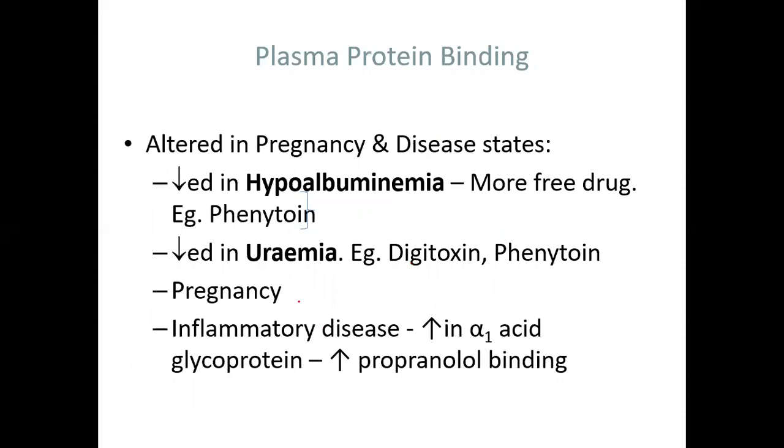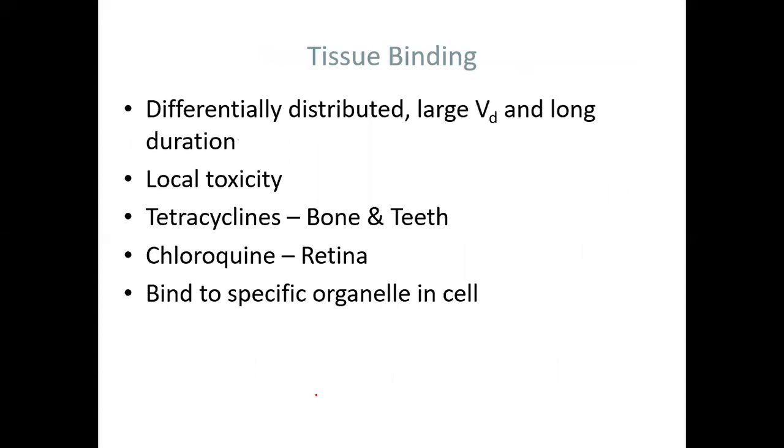Now, these plasma proteins could be altered in certain disease situations and in pregnancy. If there is hypoalbuminemia, then obviously albumin is less, and you'll have more free acidic drugs. Uremia, again, acidic drugs. In pregnancy, there is a change in plasma proteins. In inflammatory disorders, there's an increase in alpha-1 acid glycoprotein that could vary the amount of plasma protein bound.